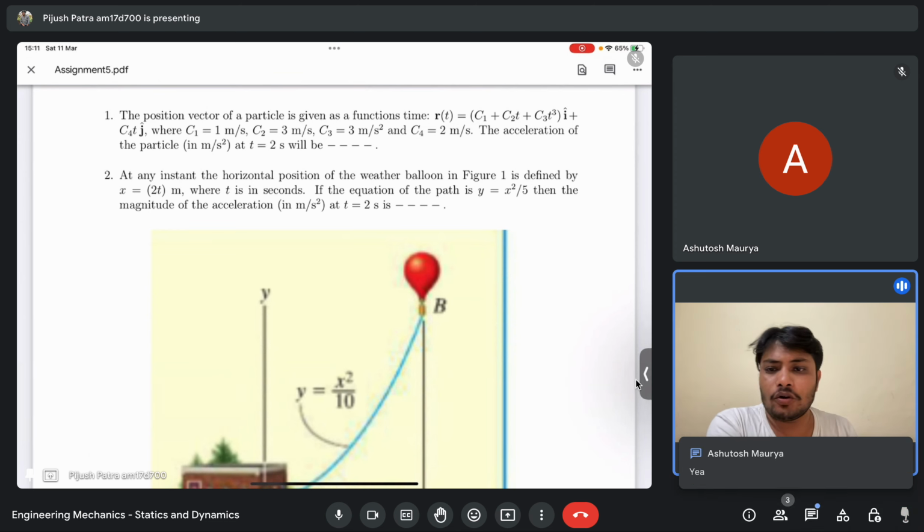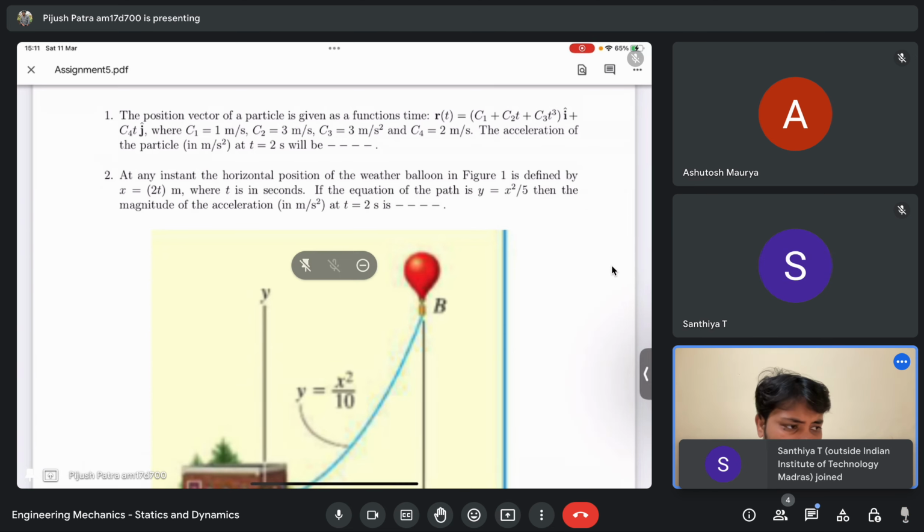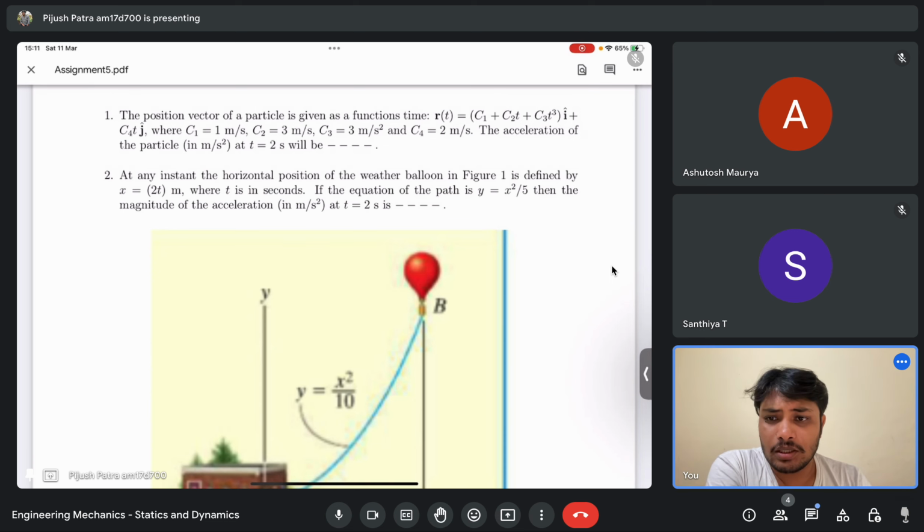Okay, so the very first question is easy. The first question says that the position vector of a particle is given as a function of time, where r is the position vector. Sorry, it is c1 plus c2 t plus c3 t cube i cap, where i hat is the direction along x, and plus c4 t into j hat, where j hat is the direction along y. The values of c1, c2, c3, c4 are all given, and you need to calculate the acceleration of the particle at time t equal to 2 seconds.